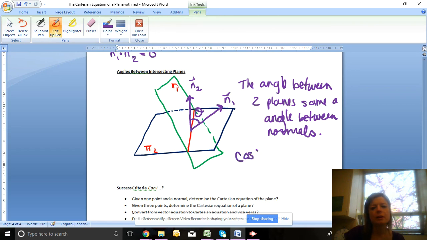So we can use our formula from last unit. It's the dot product of the 2 normals divided by the product of their magnitudes to find the angle between 2 intersecting planes. Cool, huh?